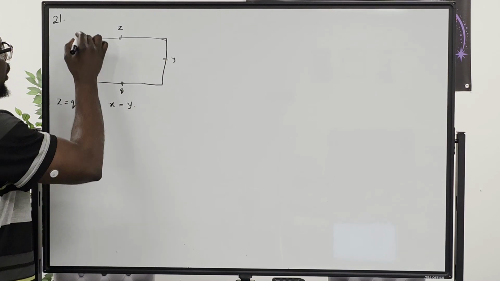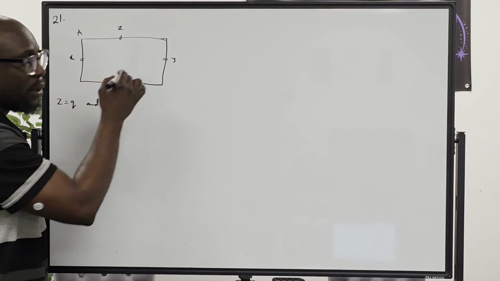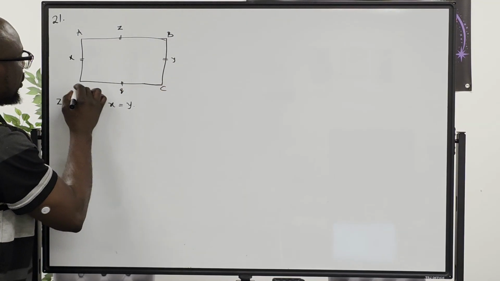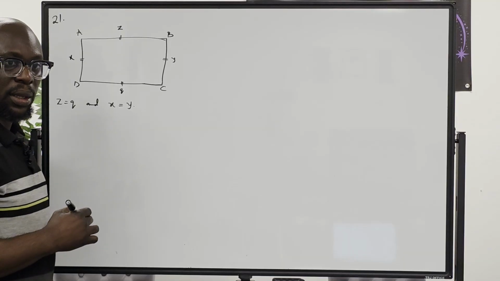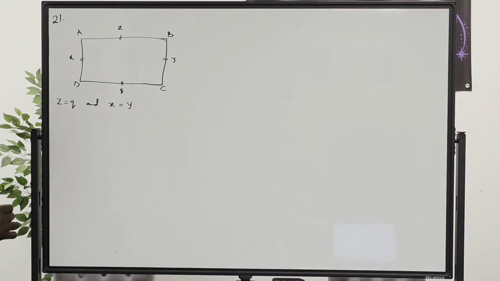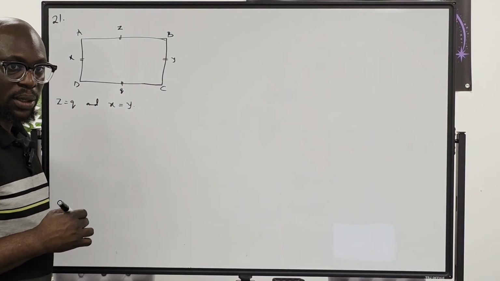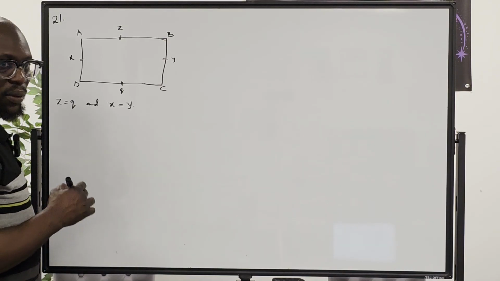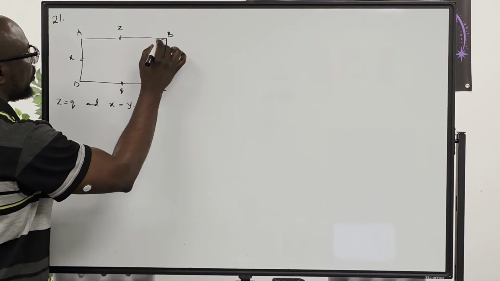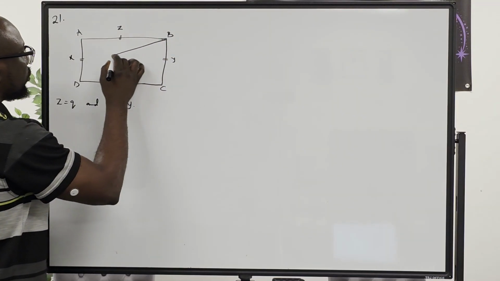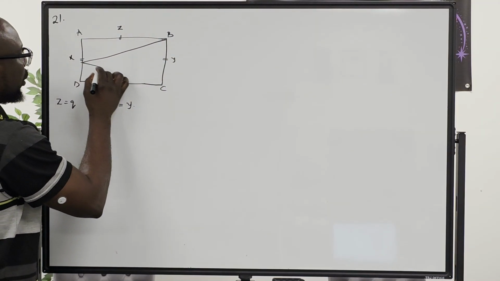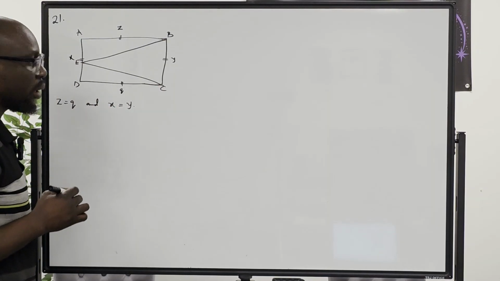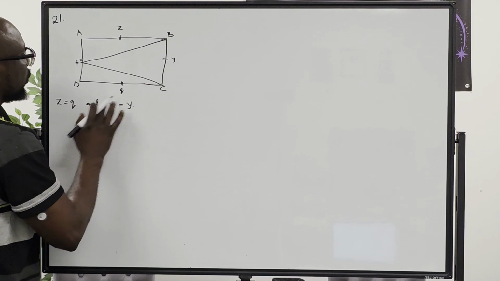So let's continue. We'll call it A, B, C, D. So they said in rectangle ABCD shown, segments BE and CE. So they give us BE, which is from here to here. So this is E right here. Okay.